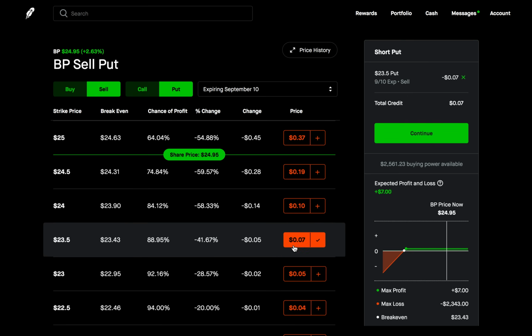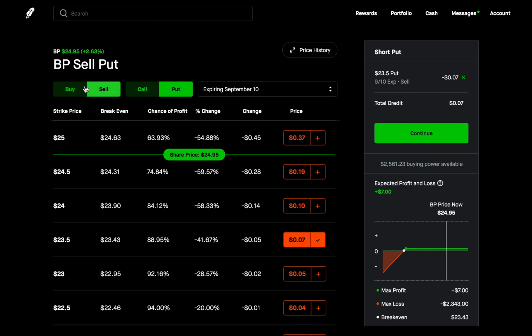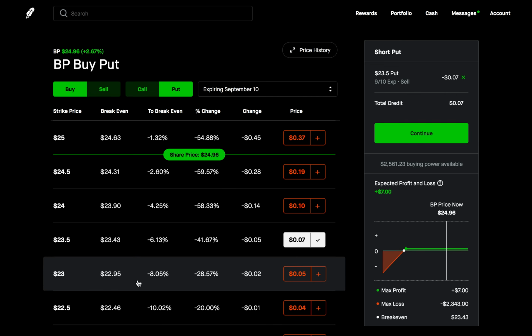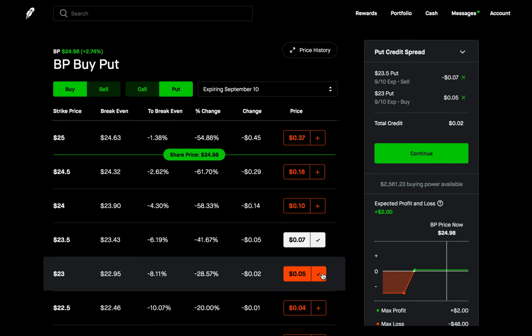But now that we've done that, what we want to do is switch over to buy. So the first thing I'm going to do is go back to the put I sold, and go one right under. I'm just going to go to the next one right underneath it, this $23 strike, and buy this put option. So now that I'm buying this, I have to pay 5 cents per share, or $5 for this contract.